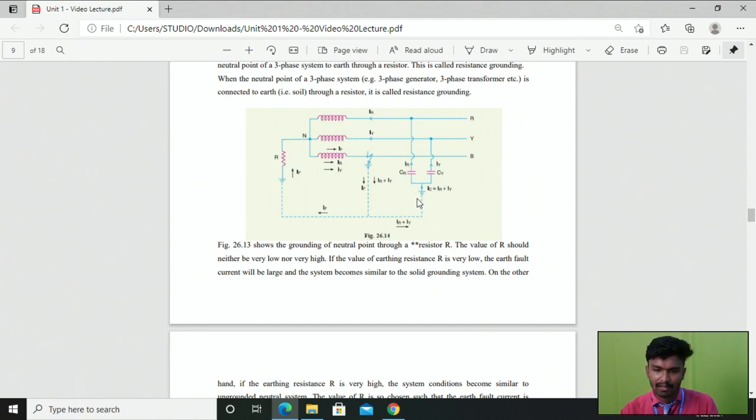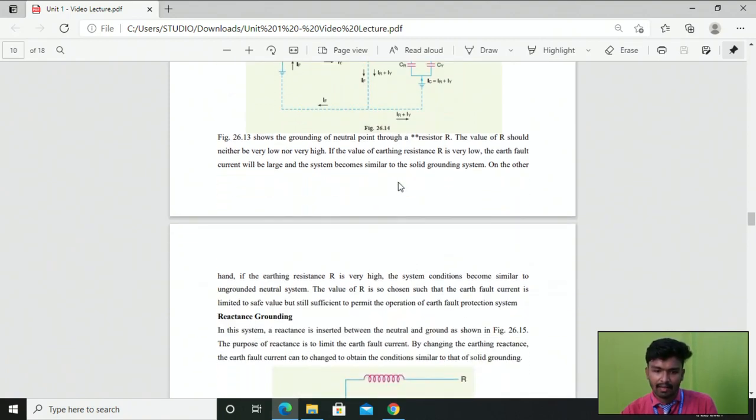If the magnitude of fault current is high, we need to increase the value of resistance. The value of resistance R should be neither very low nor very high. If the value of earthing resistance R is very low, the earth fault current will be large, and the system becomes similar to the solid grounding system. A resistance with a very small, negligible value is not able to avoid this magnitude of fault current.